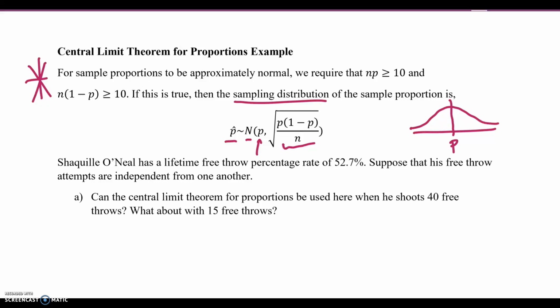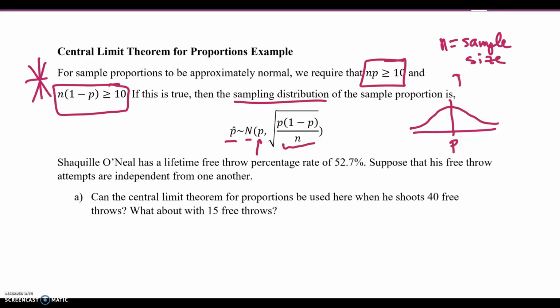Now, what I require is that these things are greater than or equal to 10. So my sample has to be really, really large. Here, n is what we call the sample size. And p is just the proportion or the probability, what we believe. Usually this would say what we believe the proportion is. Okay, so this is what we believe from the very beginning.